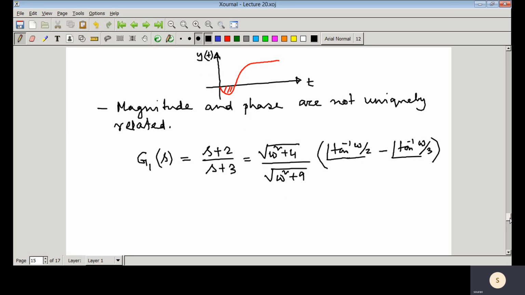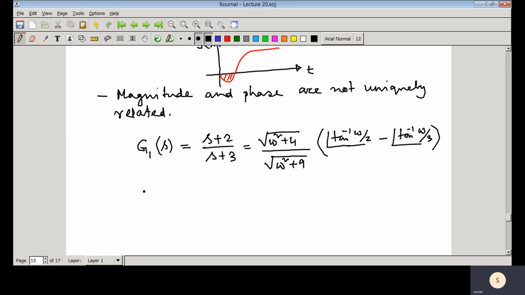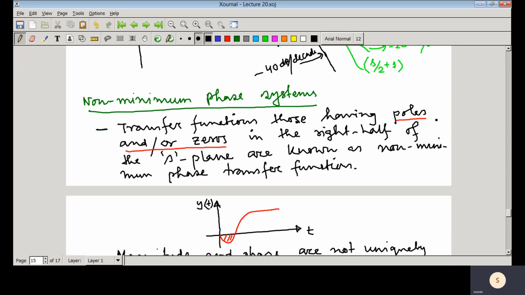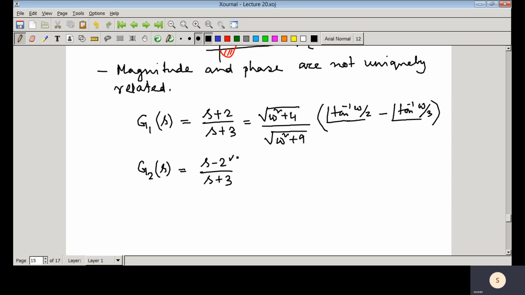But if you take a transfer function g of s, which is s minus 2 by s plus 3. According to the definition, if there is a pole or zero on the right half of the s plane, here you can see that there is a zero on the right half of the s plane. So that's why this transfer function is called a non-minimum phase system. But why the name non-minimum phase is given, that we are trying to understand.